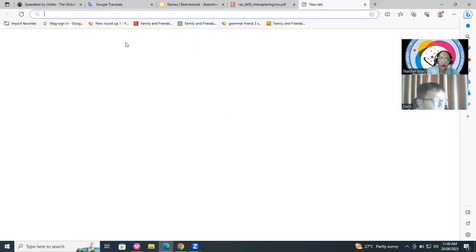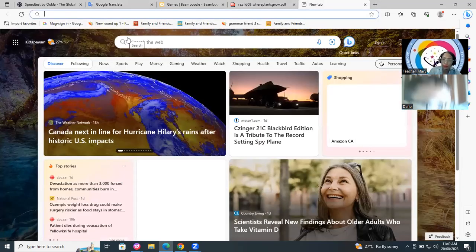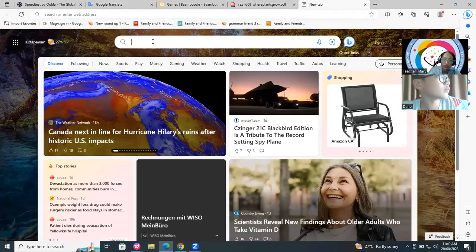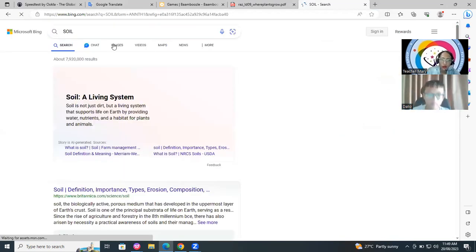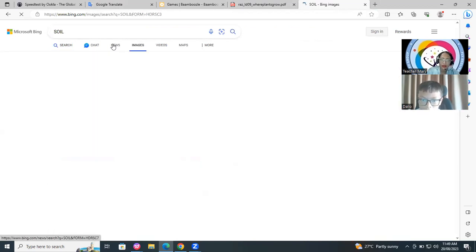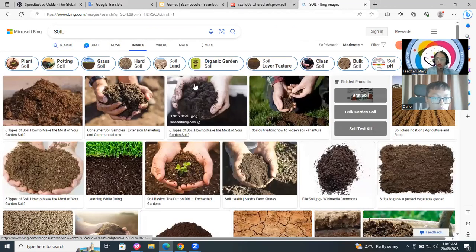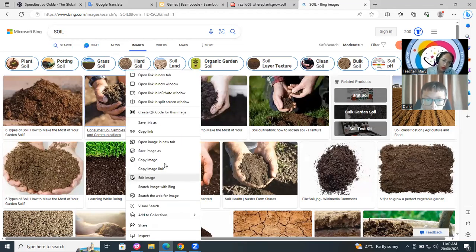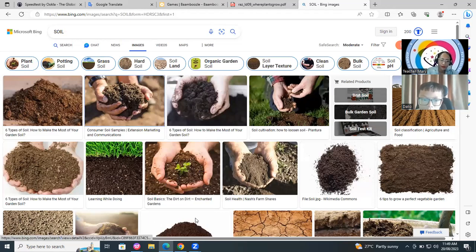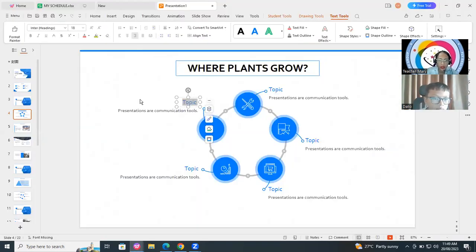Okay. So now we're gonna look for a picture of soil. Then choose a picture. Choose a picture, Dalio. Picture two. Okay, so this is your soil. Now let's put the soil in here.